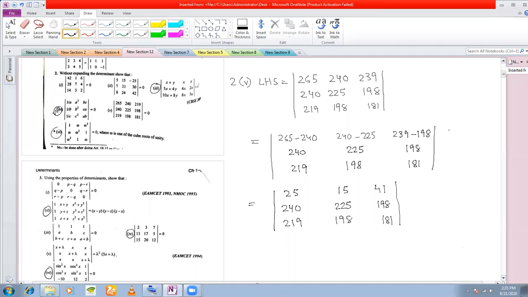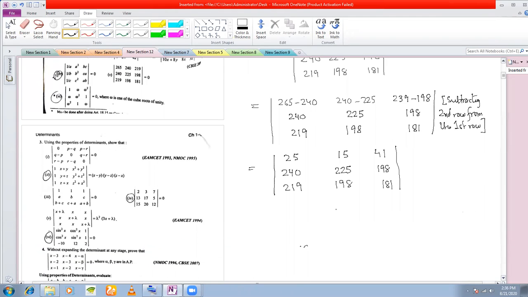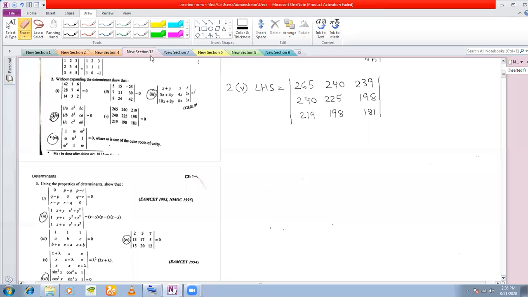What I have done here is subtracting the second row from the first row. Now let's see what I can do with this. What can I do with this? This is a one line problem. You change the rows to columns.